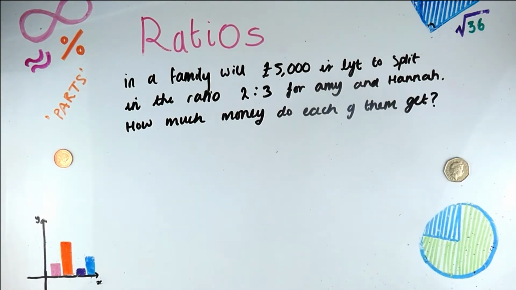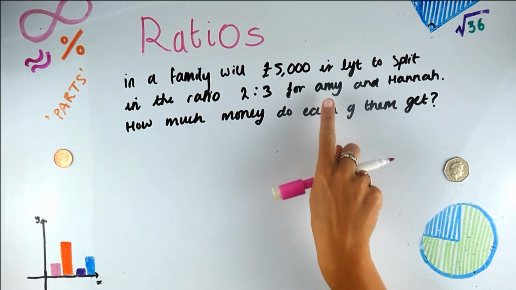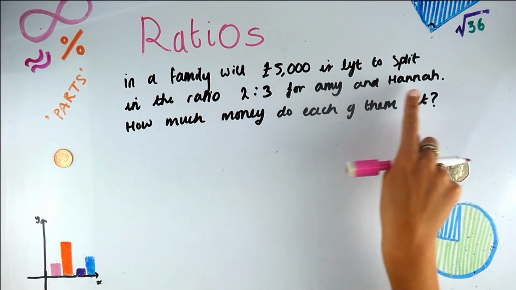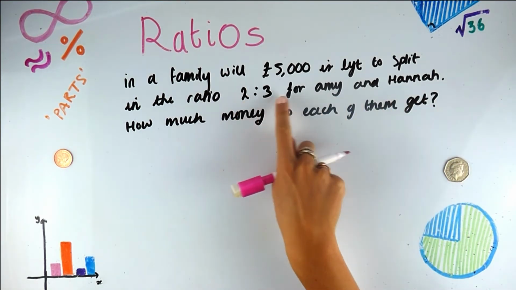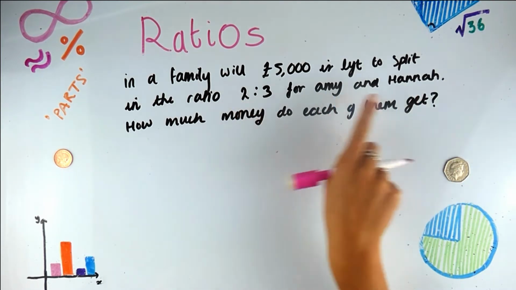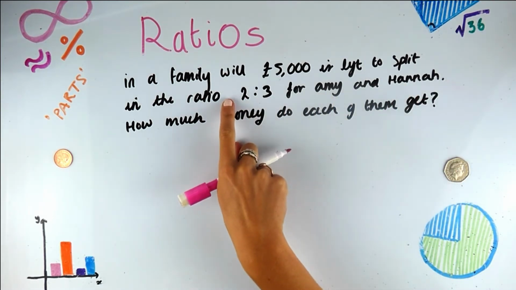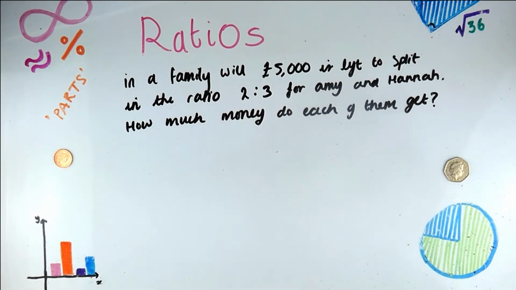Okay, so the next example: in a family will, a relative has died, and £5,000 is left to split in the ratio 2 to 3 for Amy and Hannah, which doesn't seem very fair. How much money do each of them get? A very important thing to note in ratio questions is that whoever comes first in the English, so Amy and Hannah, means they're the first one in the ratio, so they write it in order. That means Amy and Hannah is 2 to 3, so Amy is the 2 parts, Hannah is the 3 parts.